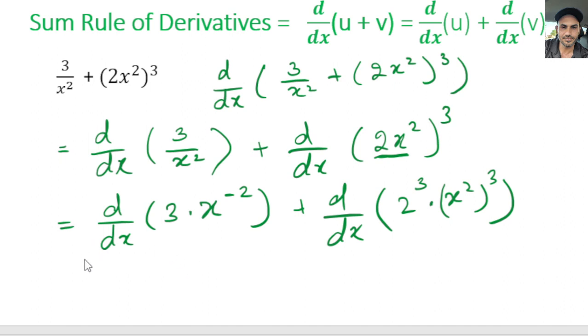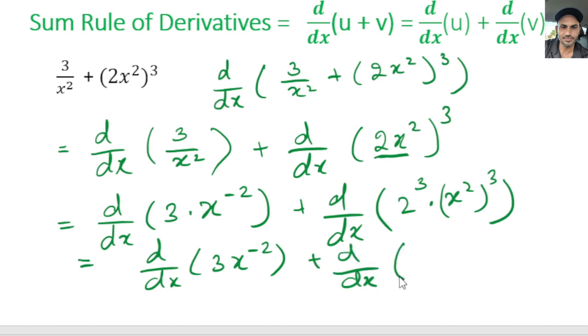Next, I'm going to simplify it further. We have d over dx of 3x to the negative 2 plus d over dx of, and 2 cubed is 8, and x squared cubed is x to the 6. We just multiply the exponents, x to the 3 times 2, which is 6. All I did is multiply the exponents here. So I'm going to go to the next page.